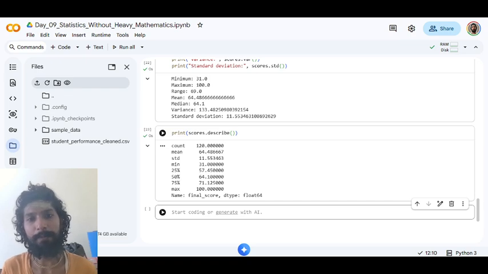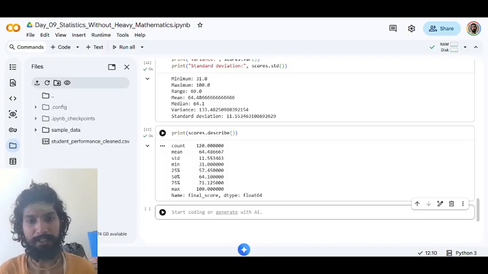Count tells us how many non-missing scores were analyzed. Mean is the average. STD is the standard deviation. Min is the lowest score. 25% is the 25th percentile. 50% is the median. 75% is the 75th percentile. Max is the highest score. This one method gives us a compact statistical summary of a numerical column.